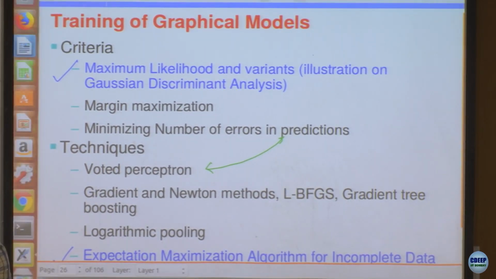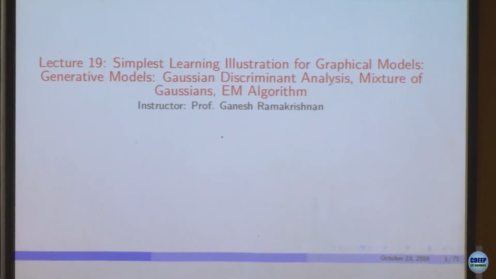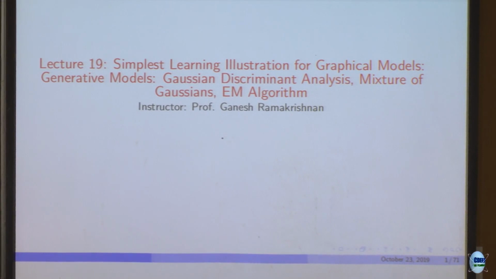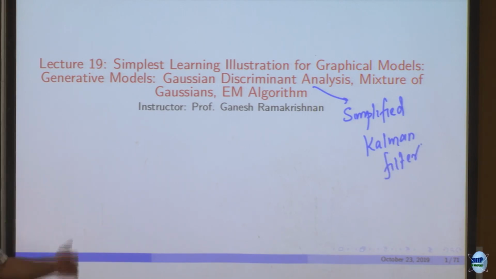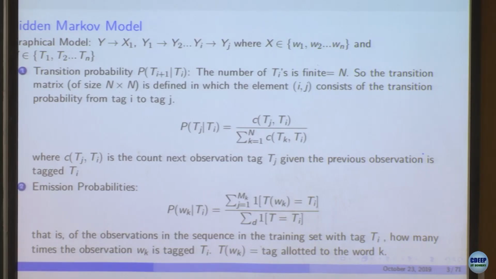So this is the training part. We will try and do the simplest illustration for graphical models using the training part of it, using hidden Markov model and then Gaussian discriminant analysis, which are very simple. You will see that Gaussian discriminant analysis is a very simple example, even a simplification of Kalman filter. And we will then look at the EM algorithm. So we will begin with learning under complete observations. I am going to erase this and focus on our simpler problem. So we will start with hidden Markov model.